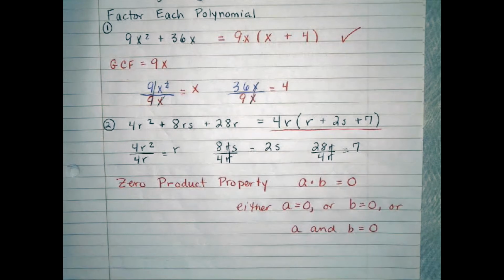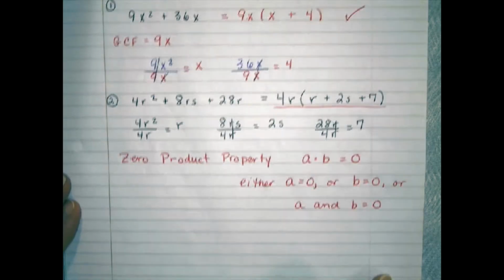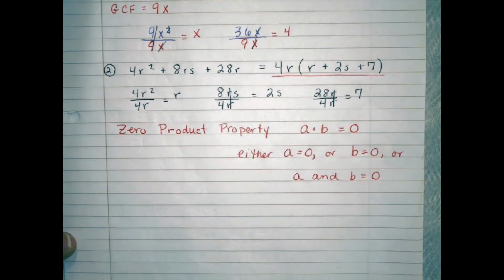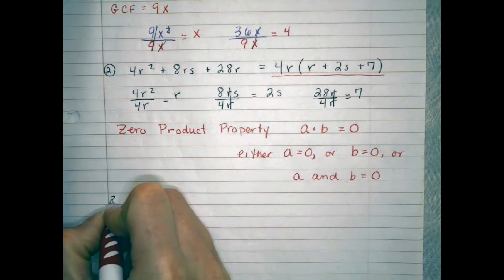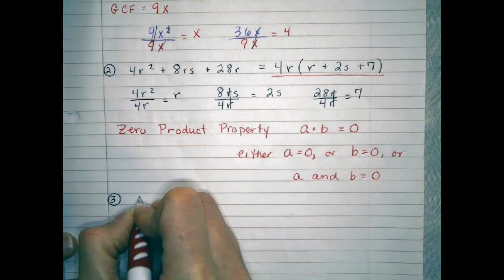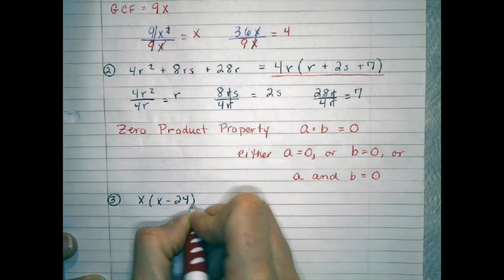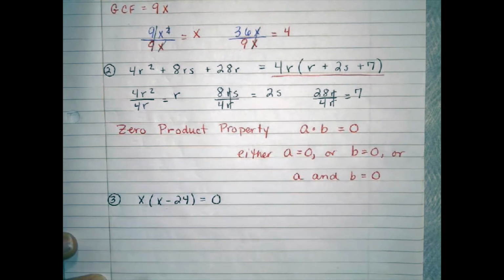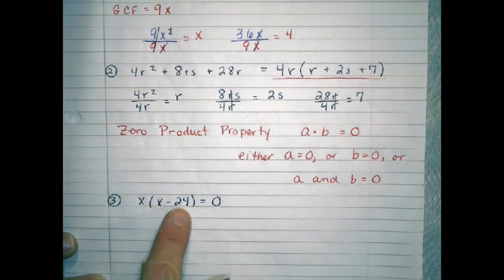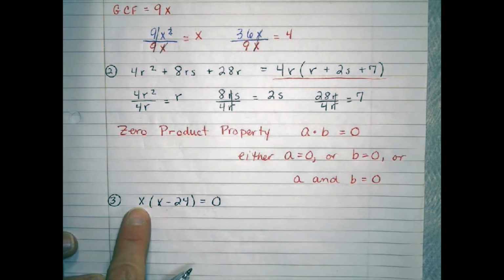And you have a couple of problems like this on your homework. So I'm going to do number 21 in the book for you. This will be example 3. I have x times x minus 24 is equal to 0. I can think of this as two separate factors. I have an x, and then I have an x minus 24.